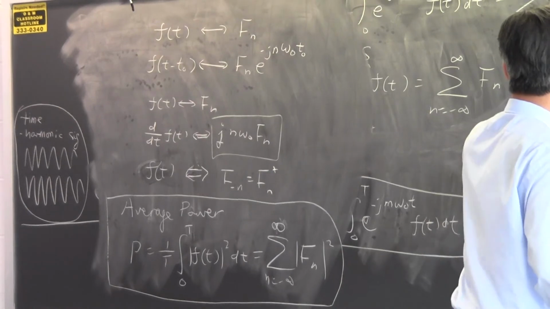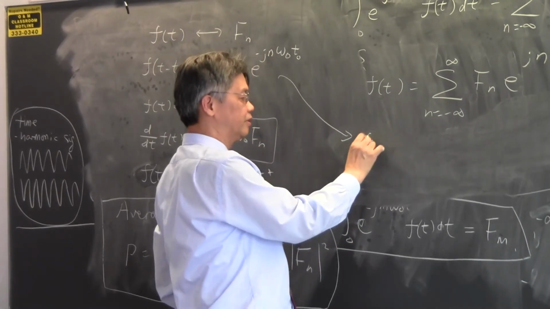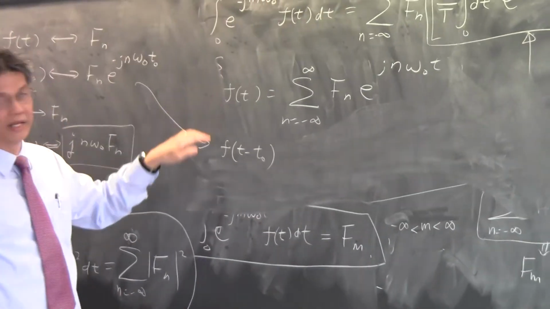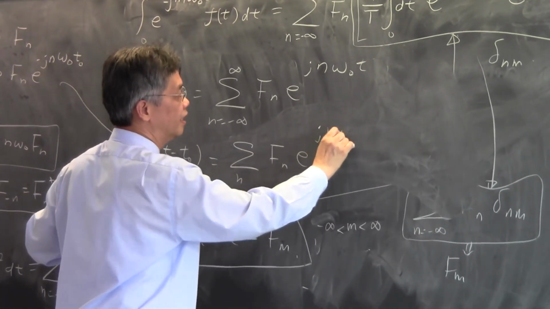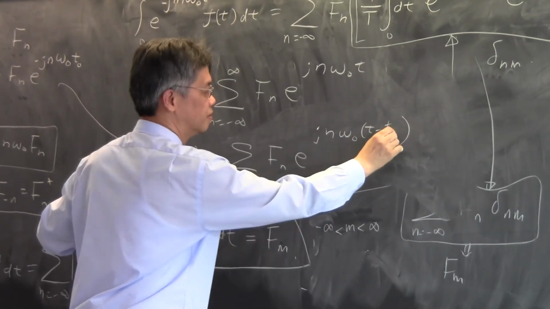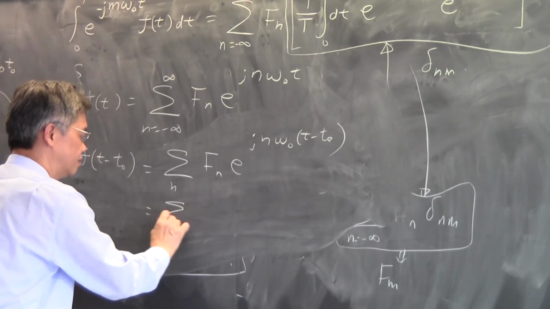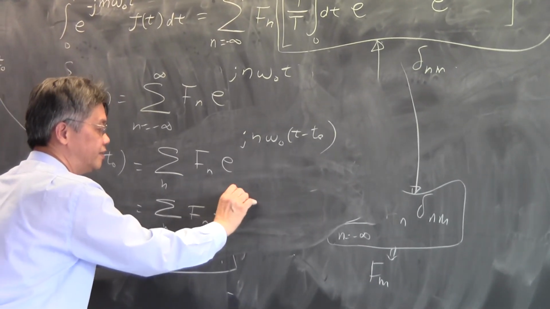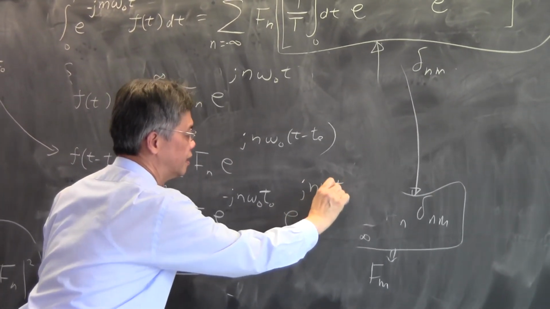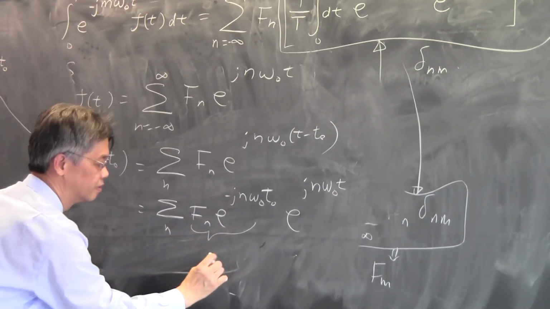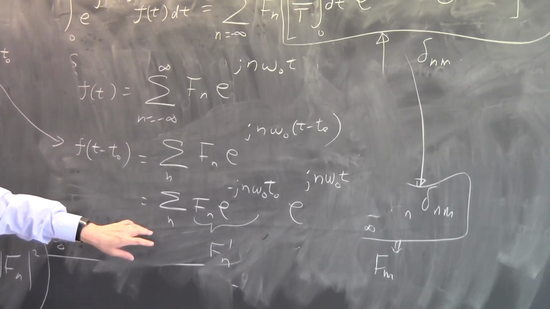We can prove this property very easily. If I were to replace this with that, then I would just have this: f sub n e to the j n omega naught (t minus t naught). And I can rewrite this summation, lumping that over, as e to the minus j n omega naught t naught times e to the j n omega naught t. So this is a new coefficient, f n prime. So I will get a new coefficient with this proof very easily.